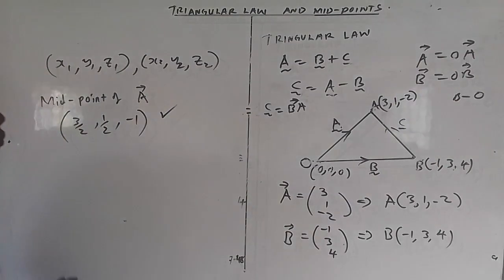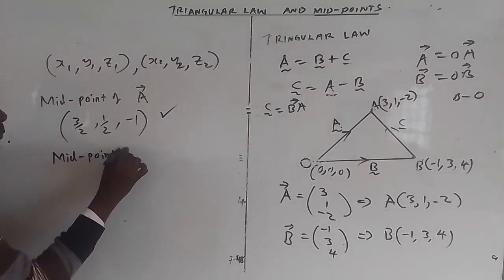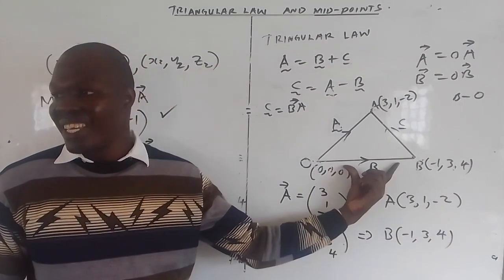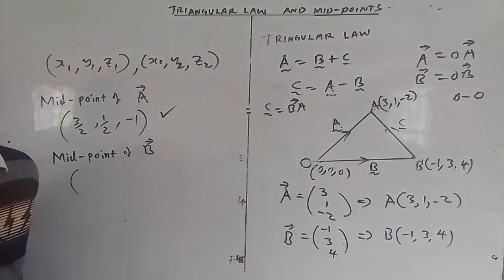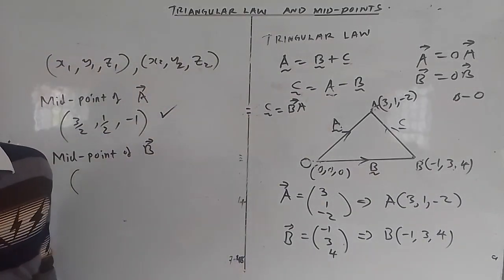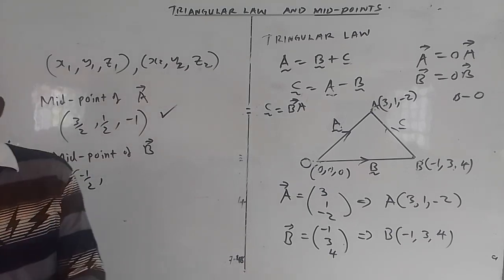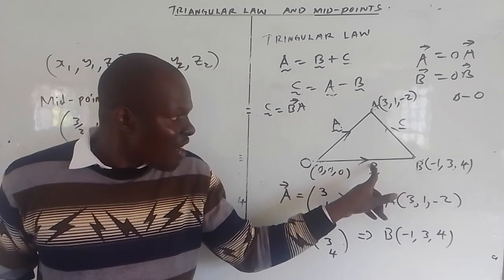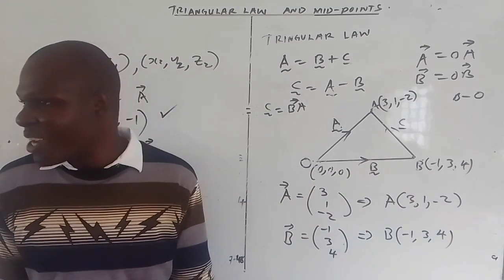Good. What is the midpoint of vector B? Where is vector B? See, this is our vector B. What is the midpoint? See, it is 0 plus negative 1 divided by 2. X plus x divided by 2. You get the middle x value, isn't it? Are we together? If x value here is 0 and x value here is negative 1, what is the x value in the middle? So it is negative a half, which is 0 plus negative 1 divided by 2.